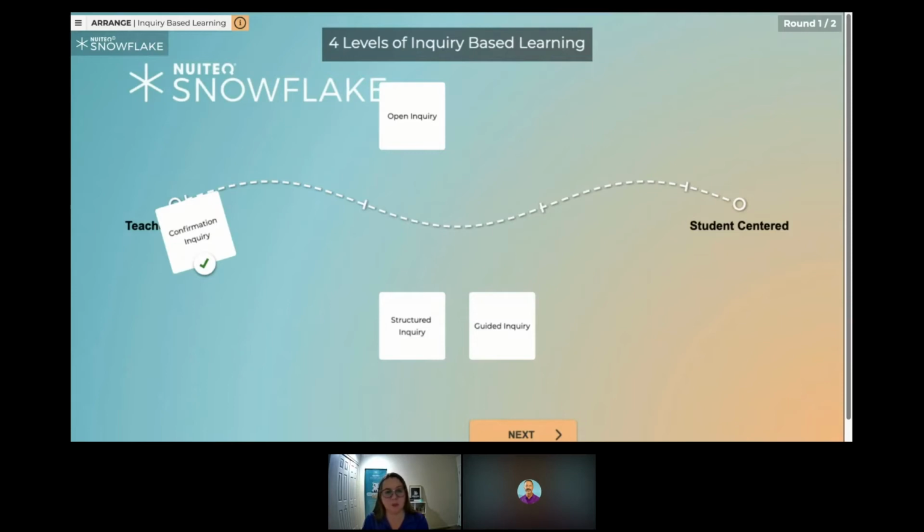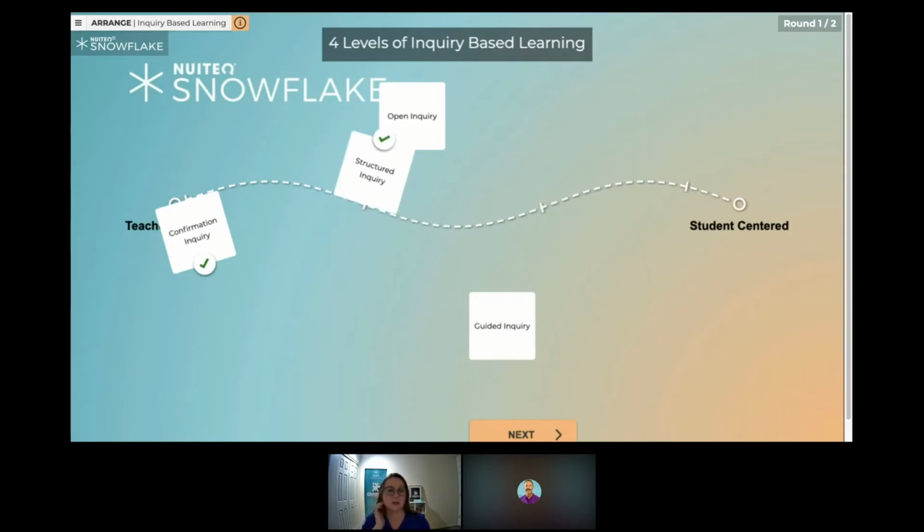Students typically will work on this type of confirmation inquiry together as a class, and typically will come to similar end results. So it's much more teacher focused and teacher centered with direct instruction, and less open for students to do their own thing. The next level is structured inquiry.